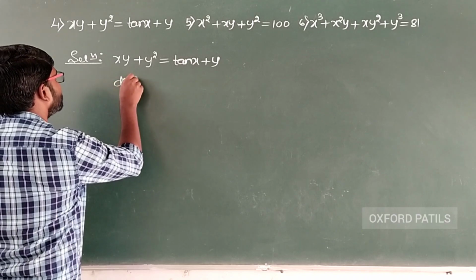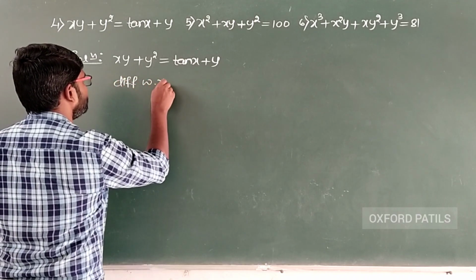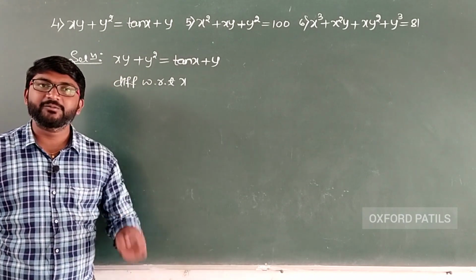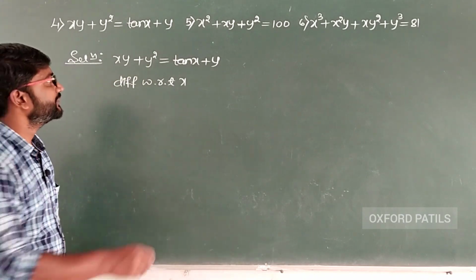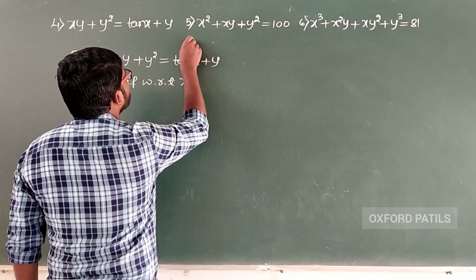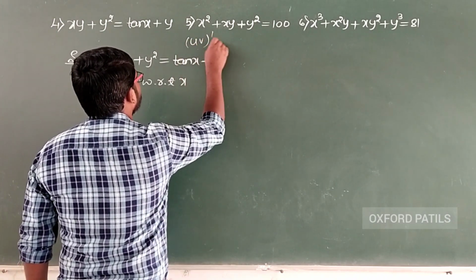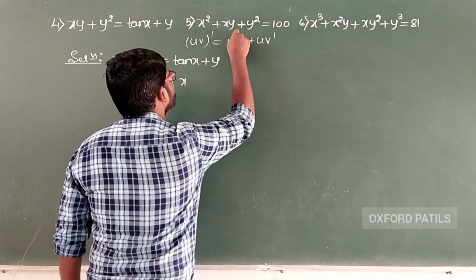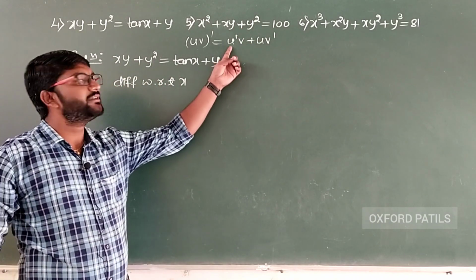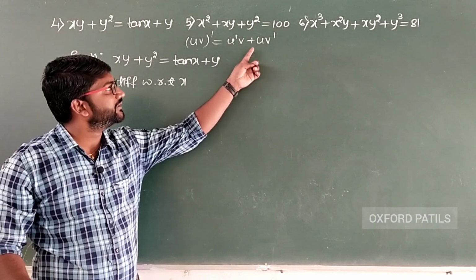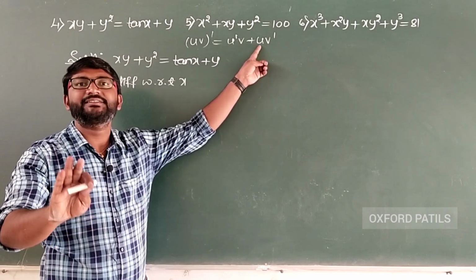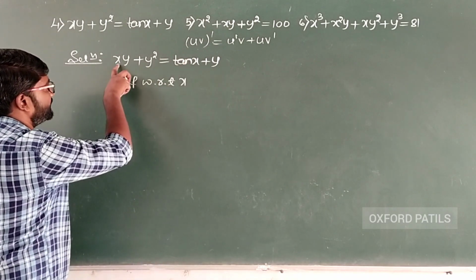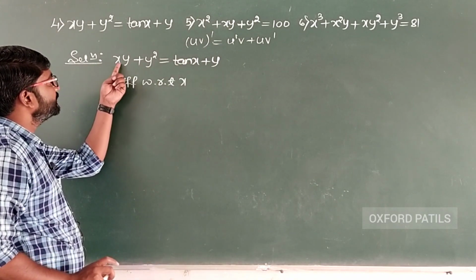So differentiate with respect to x. So derivative of xy. Here we will have to make use of the product rule. What is the product rule? It is uv the whole dash, which is equals to u dash v plus uv dash. So derivative of the first function, write the second function as it is, plus now write the first function as it is, take the derivative of the second function. So that rule we have to make use. So u dash, this is u, this is v.